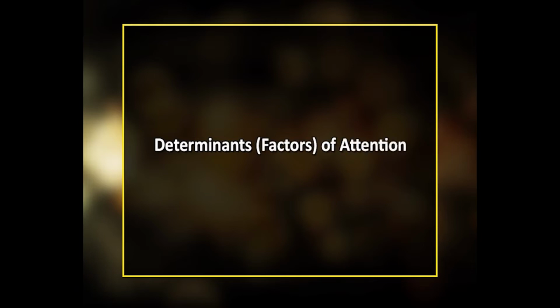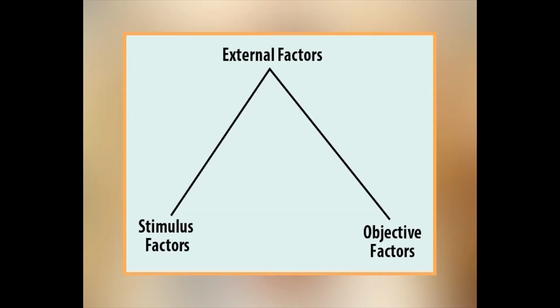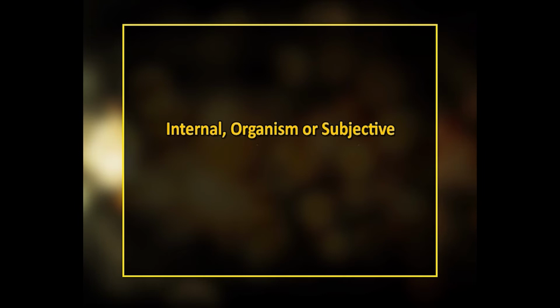Now, let us understand the factors that influence attention. Many factors influence the directions of our attention. These factors are generally classified as internal factors and external factors. Internal factors are also known as subjective, personal or organism factors, while the external factors are termed as stimulus or objective factors. Internal or subjective factors. Internal factors are cognitive factors that include motives, interest, set or expectancy, etc. Hence, these factors are important and in some cases more important determinants of attention.